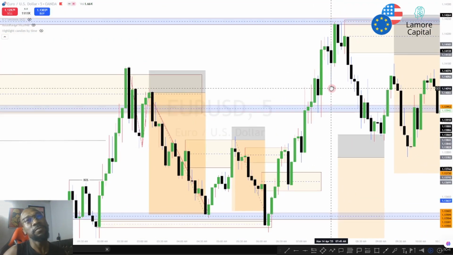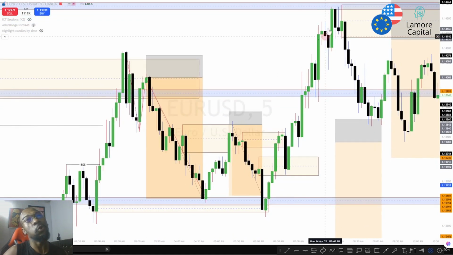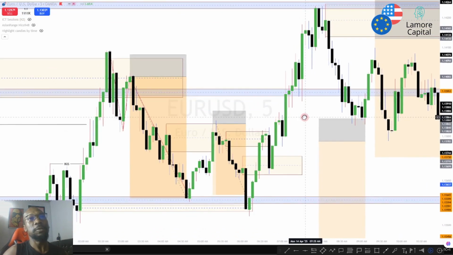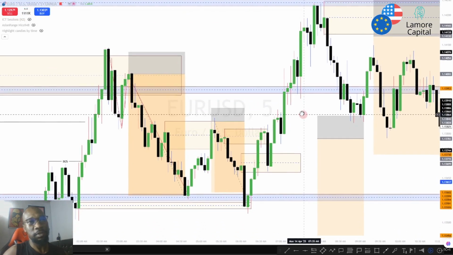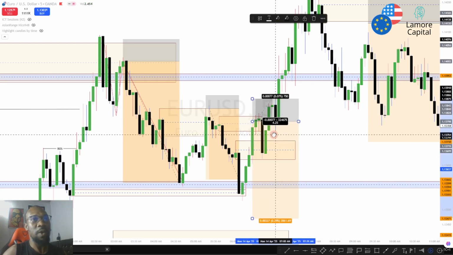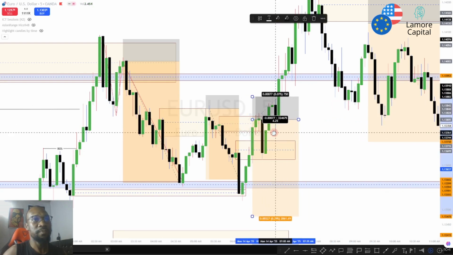Can you see the move? It crossed 2 zones, crossed the first zone and stopped at the second zone. And if I'm not mistaken, this is supposed to be about 150 pips. So like I said, irrespective, I got one SL on this particular zone here.